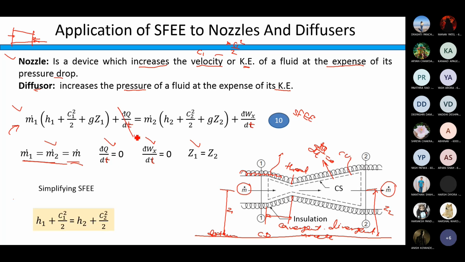So this term will go out, then these two terms will go, since Z1 is Z2, this is 0, 0, 0. So what remains is only these two terms, the enthalpy term and the kinetic energy per unit mass term. Even the mass flow rate will go out. So the simplified form of the steady flow energy equation for a nozzle will look like this. Correct?